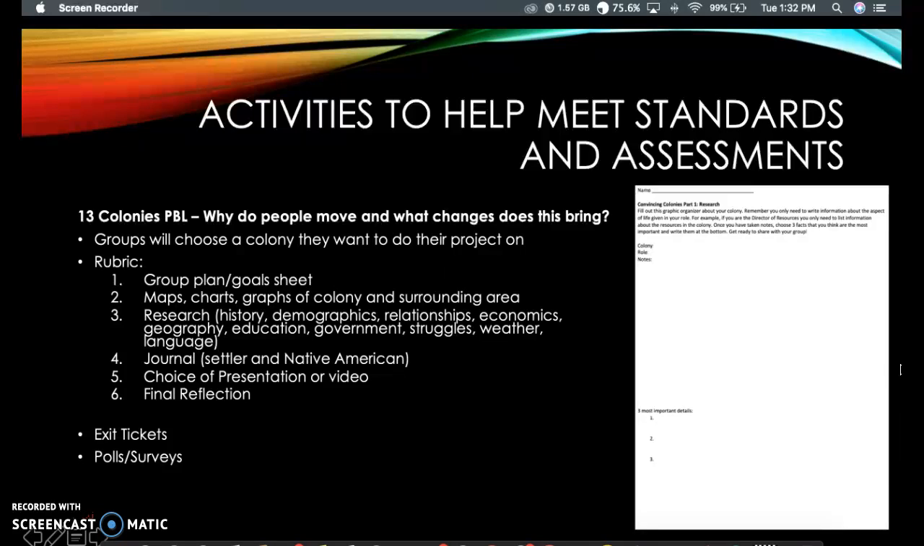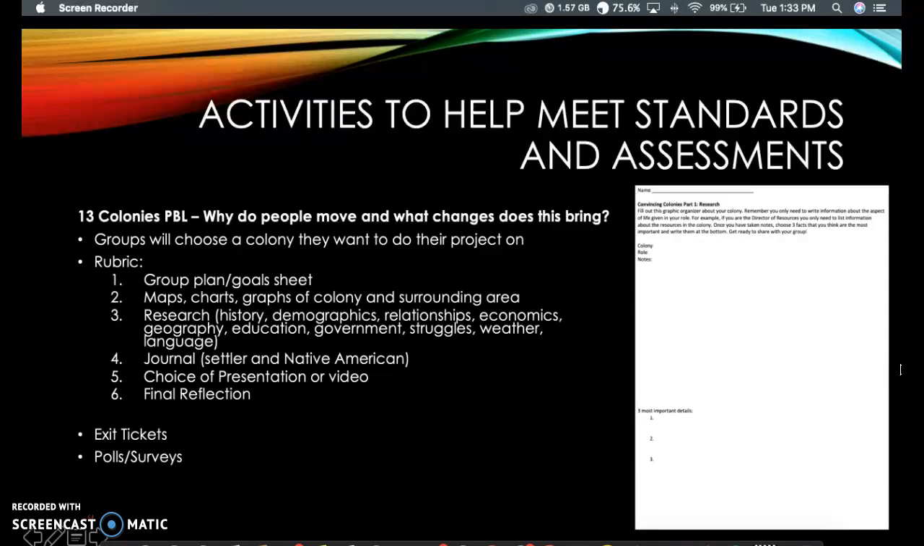I also plan on having the students write journal entries as settlers and journal entries as Native Americans. In these journals, I want them to immerse themselves in that time and culture and think about what life would have been like, the struggles they would have had, their perceptions, fears, hopes, etc. Through these journals, I hope they can better understand the relationships and the struggle of the people. The students will also have the choice of doing a documentary video about the colony, or they can do a presentation. This will be up to their choosing.